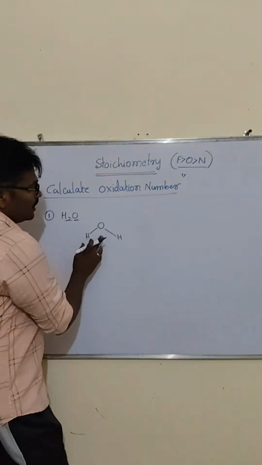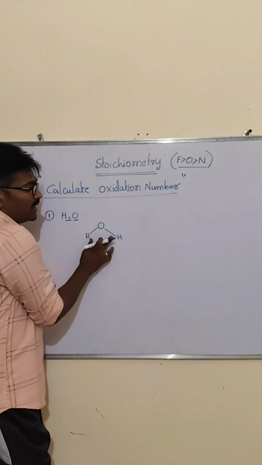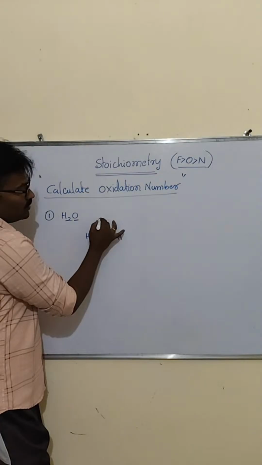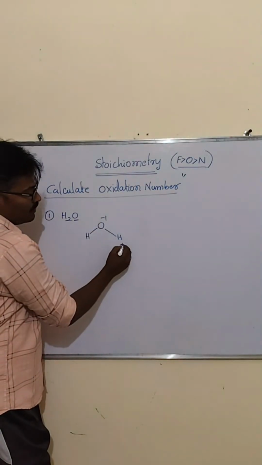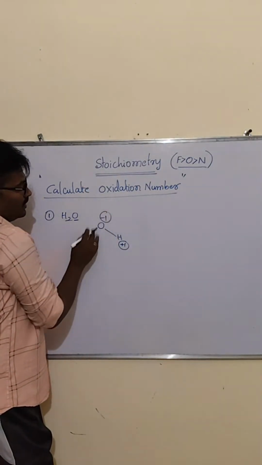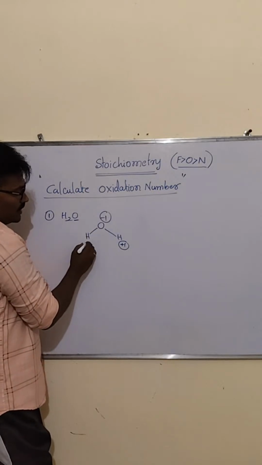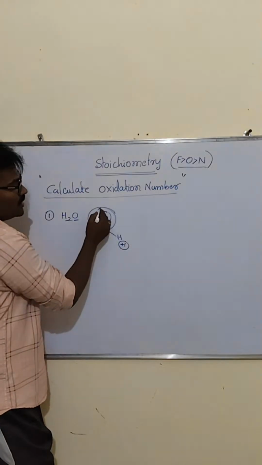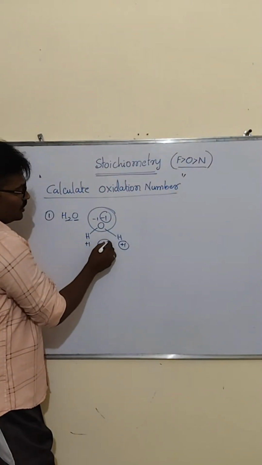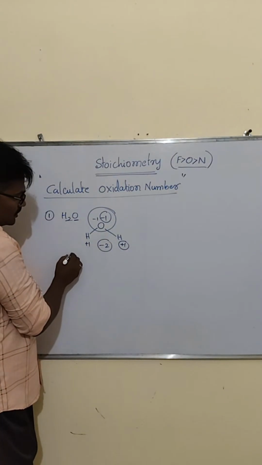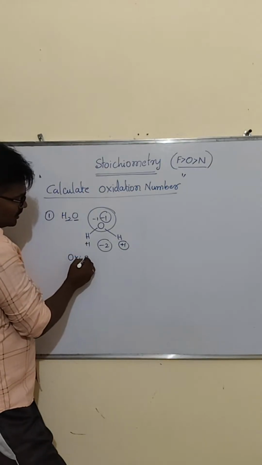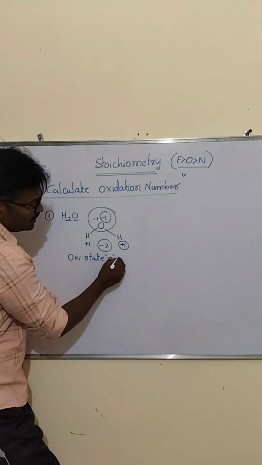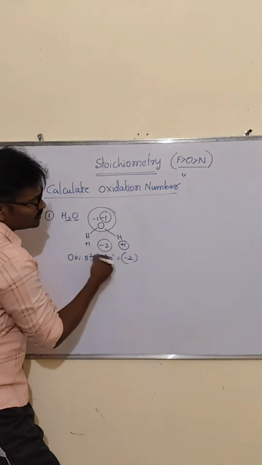So here in between oxygen and hydrogen, which is the most electronegative? Oxygen is the most electronegative, so -1, and here +1 you can get. Then if you calculate this other bond also, here +1 comes and here -1 comes. So the total negative charge on the oxygen atom is -2. So the oxidation state of oxygen in this molecule is -2.